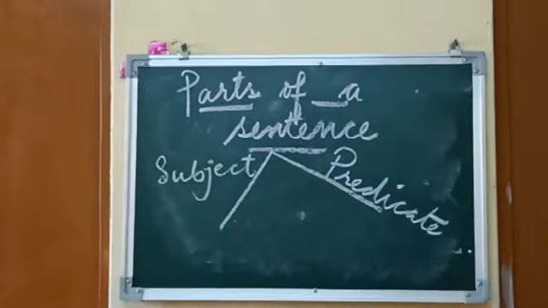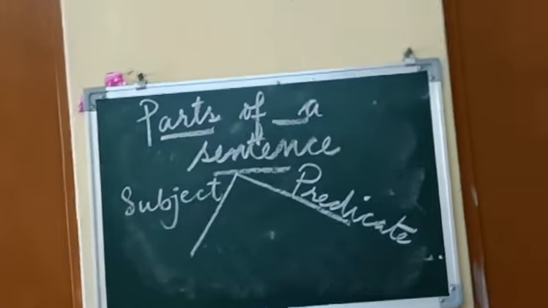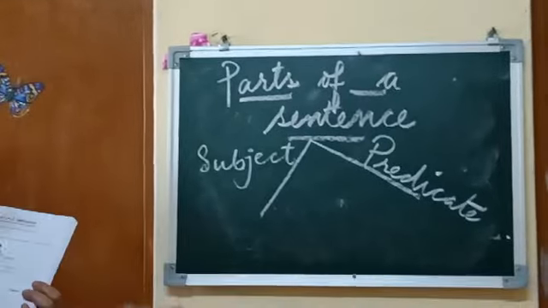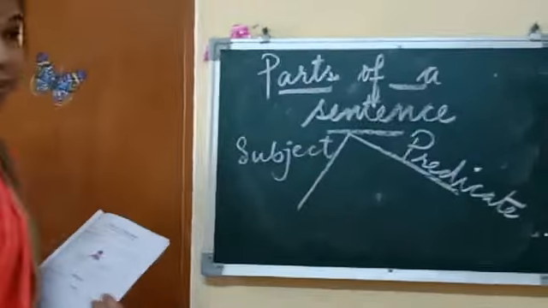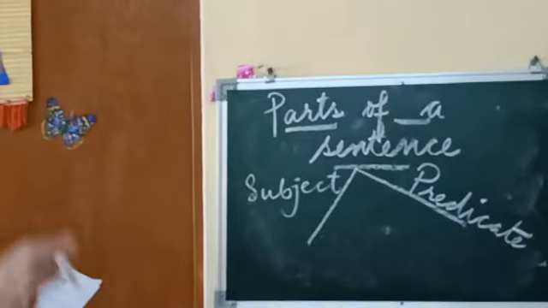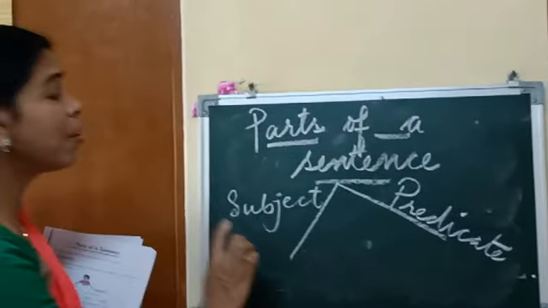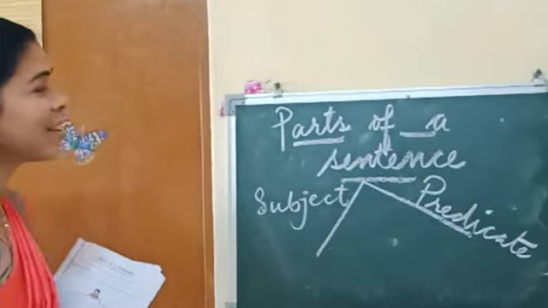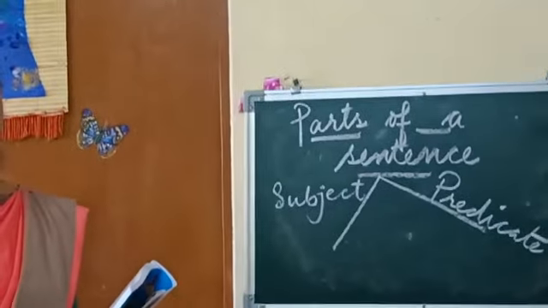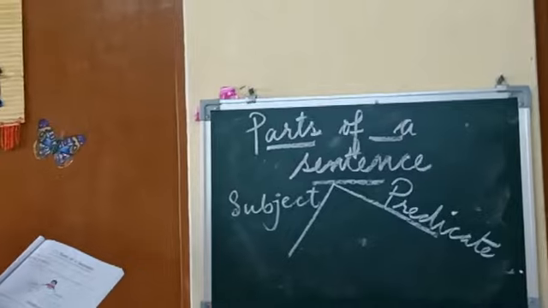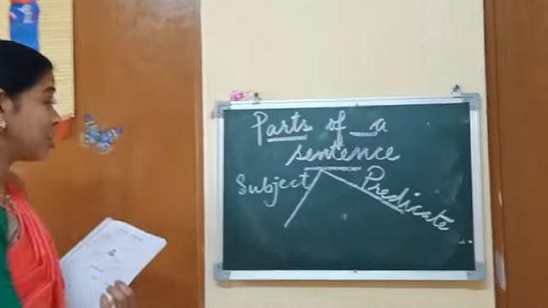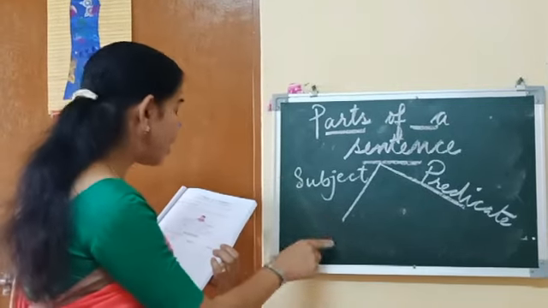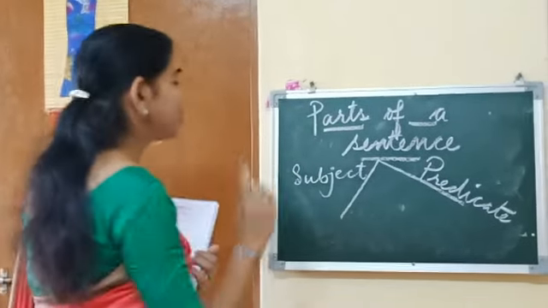So which are the two parts of a sentence? Subject and predicate. The first part of the sentence is known as subject, and the next part of the sentence is known as predicate. So each and every sentence will have these two parts. Without these two parts, the sentence will not be complete. So let us learn what is or who is a subject. What is a subject? The doer of the action is called a subject.